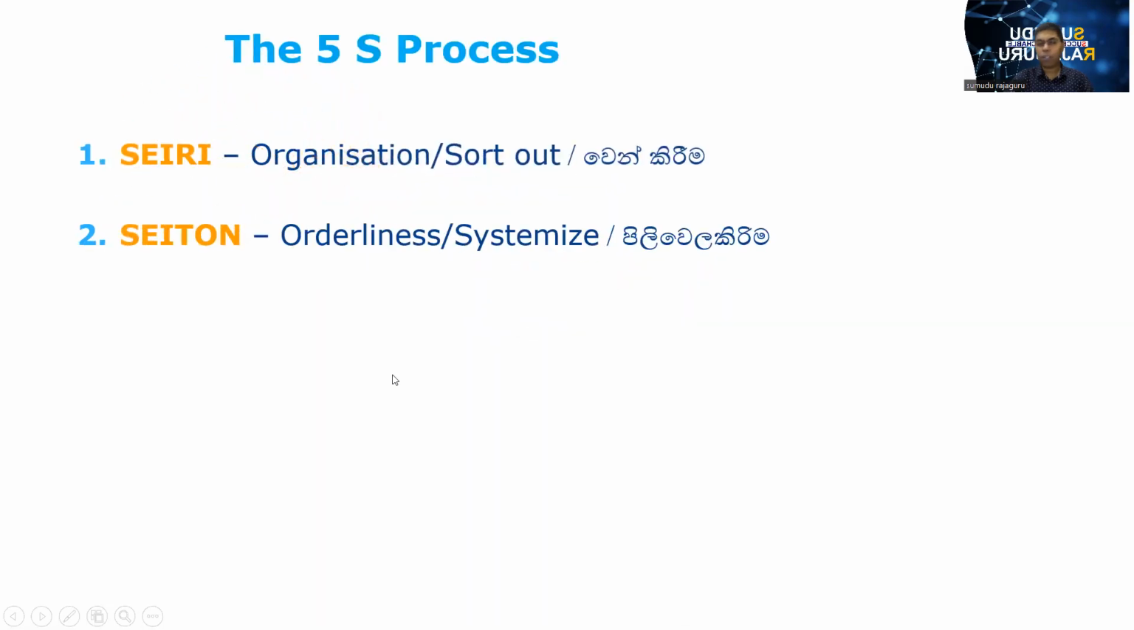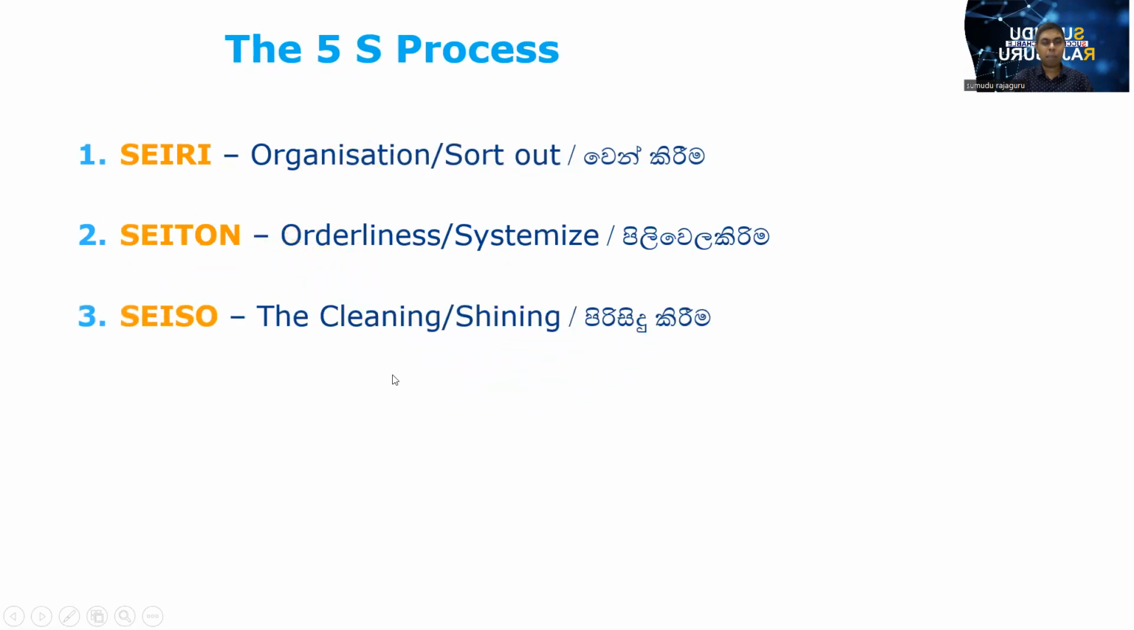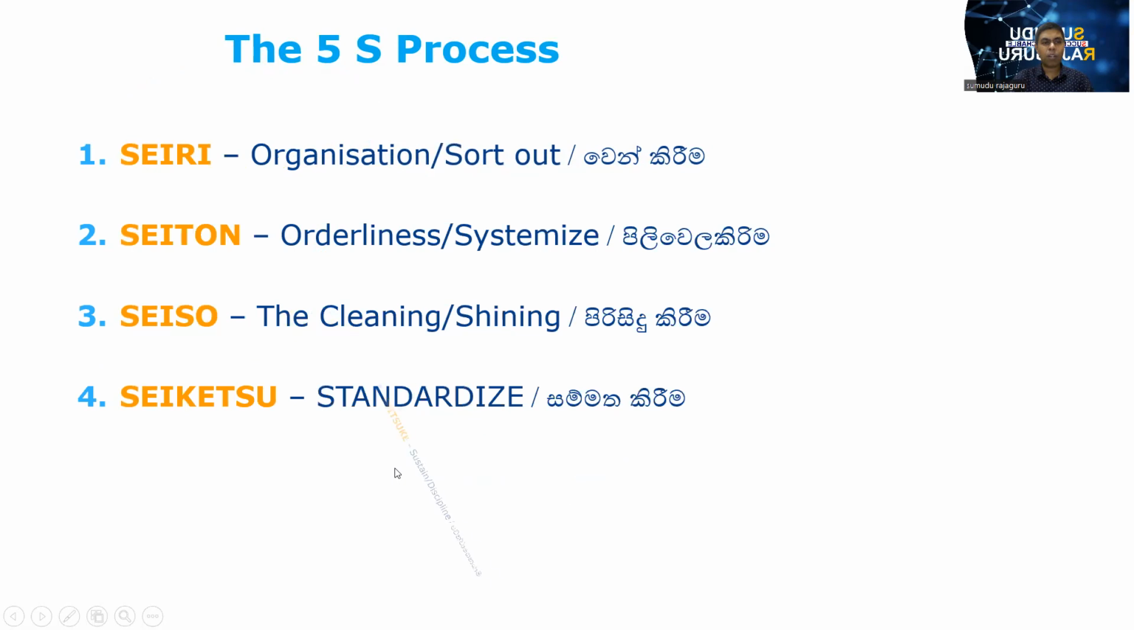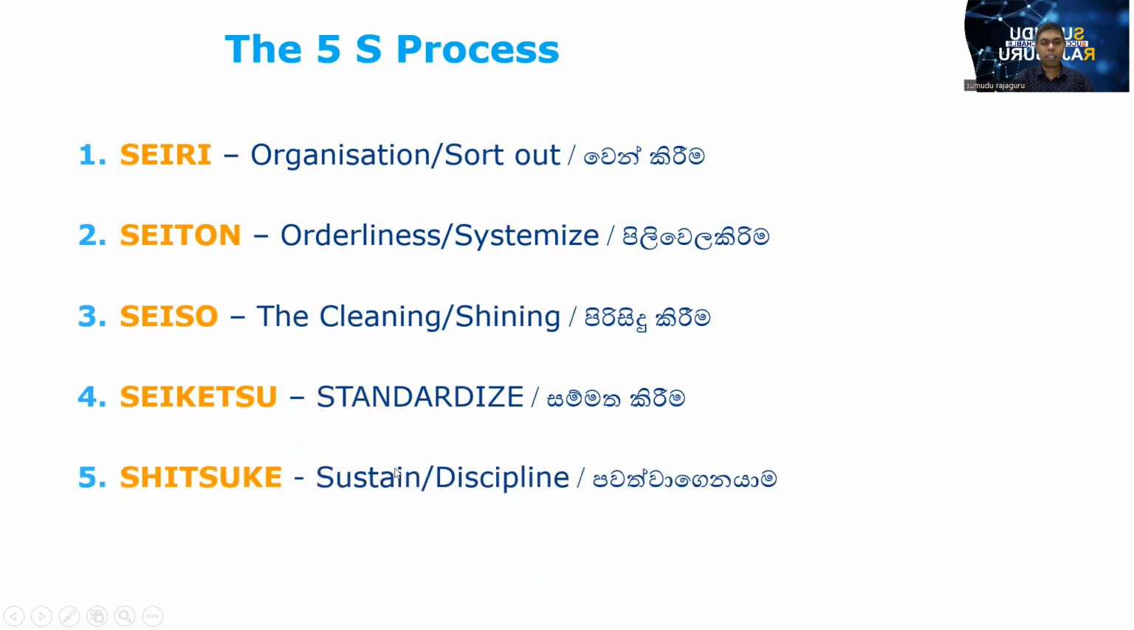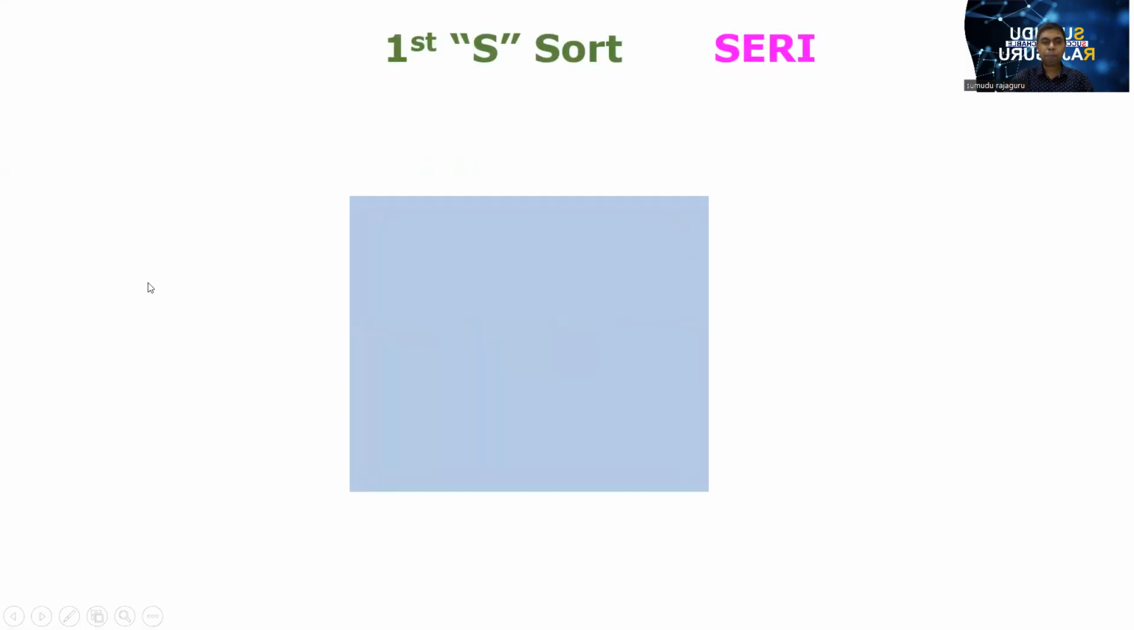These are the 5 terms. In Japanese, we can say seiri, seiton, seiso, seiketsu, shitsuke. In English, sort out, systemize. If not, we can say set in order, shine, standardize, and sustain. So when we talk about seiri, seiri means sort out.